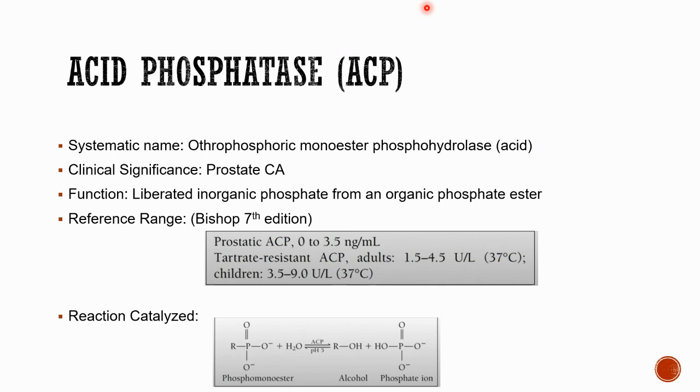Next, let's proceed with acid phosphatase. Its abbreviation is ACP. The systematic name is orthophosphoric monoester phosphohydrolase, almost the same as ALP, but it works in an acidic environment. Its clinical significance is that it is most specific for prostate carcinomas. The reference range is 0 to 3.5 nanogram per ml.